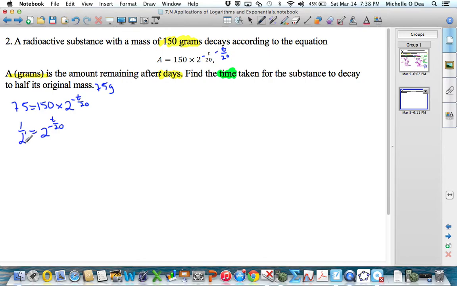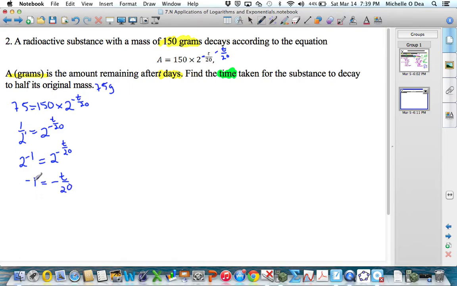You could take the log of both sides like we did in the previous example, or I could rewrite this so it is 2 to the power of something. It's 1 over 2, so I know I can use my exponential rule and just write it with a negative power. So 2 to the negative 1 equals 2 to the negative t over 20. Now we have two exponentials equal to each other, therefore the powers must be the same. So I must be able to say minus 1 equals minus t over 20.